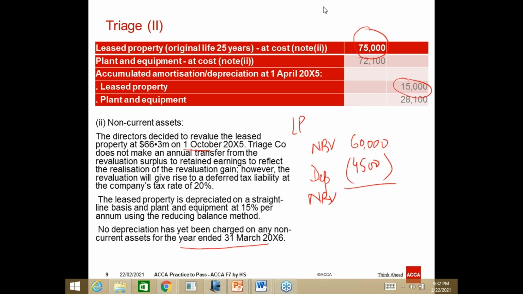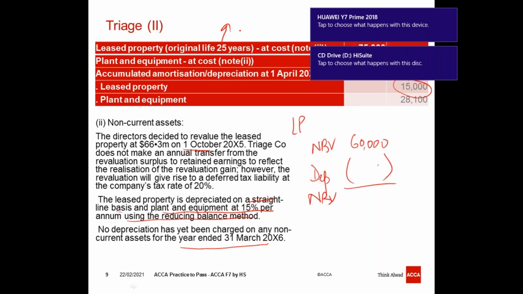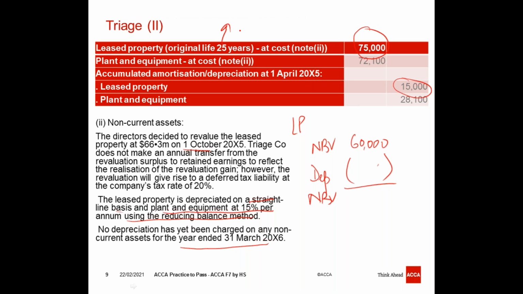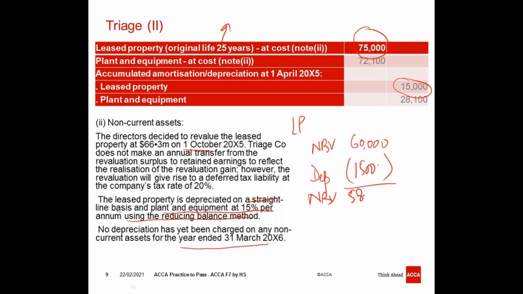Sorry, we have made a mistake actually. The lease property will be depreciated on a straight line basis, and the plant and equipment is depreciated at 15%. Right now we are discussing the lease property, so it should be depreciated over 25 years. Extremely sorry for this, I made a mistake in the calculation. So the amount will be 75,000 divided by 25, so 3,000 for a year and 1,500 for the first 6 months. So the net book value at the mid of the year will be 58,500.